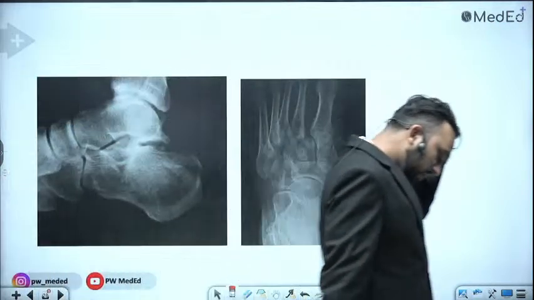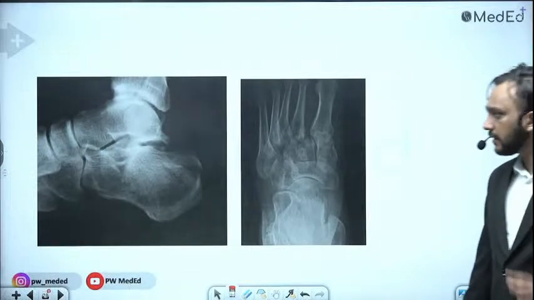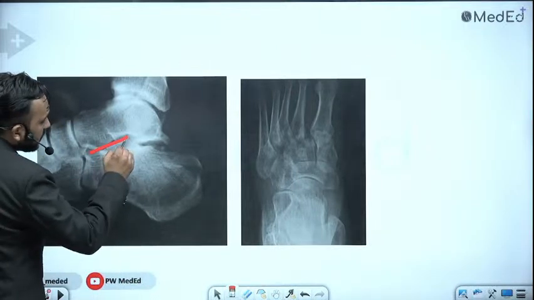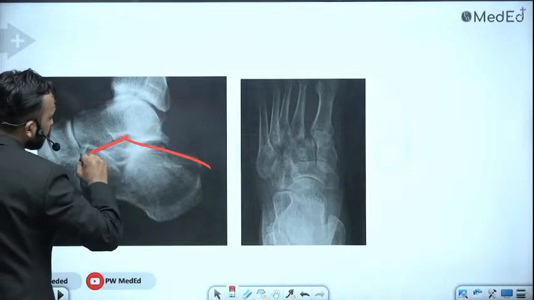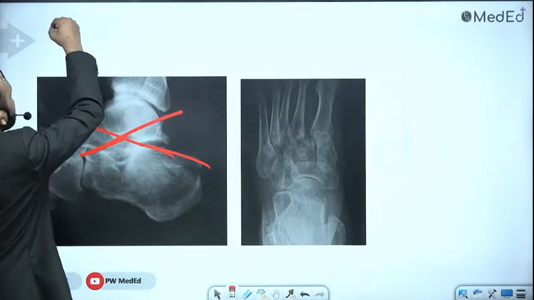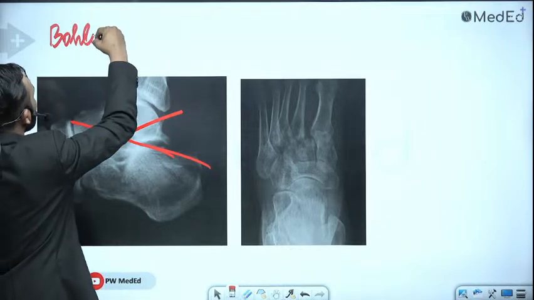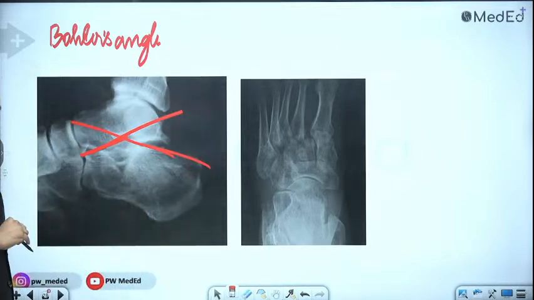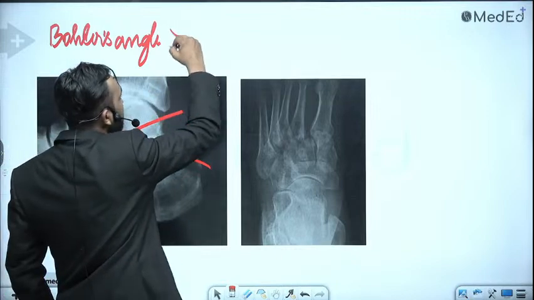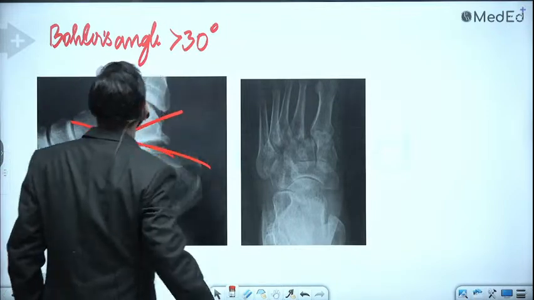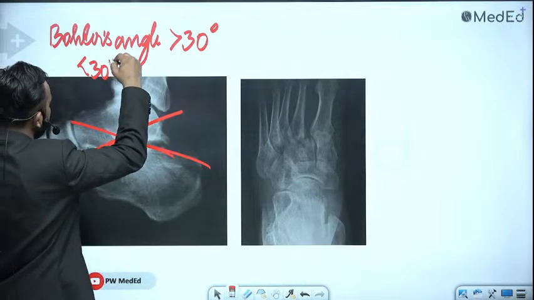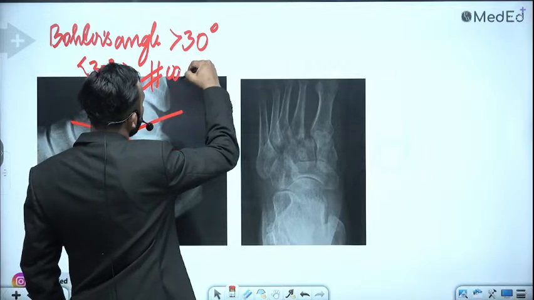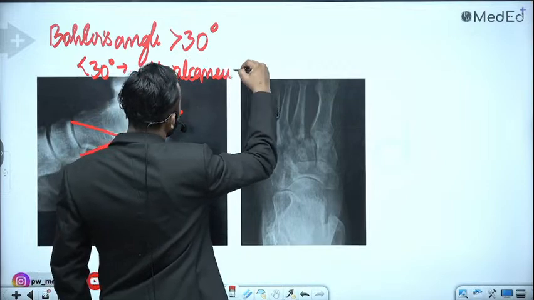Now talking about a few important fractures as far as lower limb is concerned. So guys, we should know there is one angle that we calculate within the calcaneum, that is the Bohler's angle, right? So just remember that it is calculated in the fracture of the calcaneum. The normal angle is greater than 30 degrees. If Bohler's angle is less than 30 degrees, just remember that this is associated with fracture of the calcaneum, right?